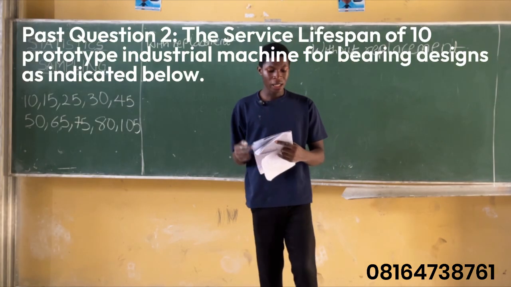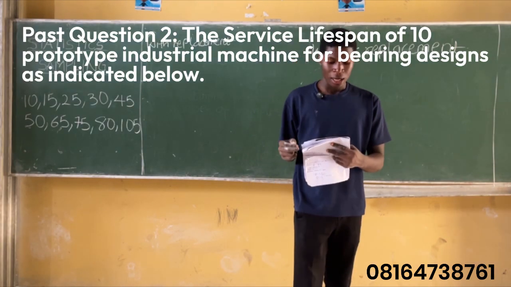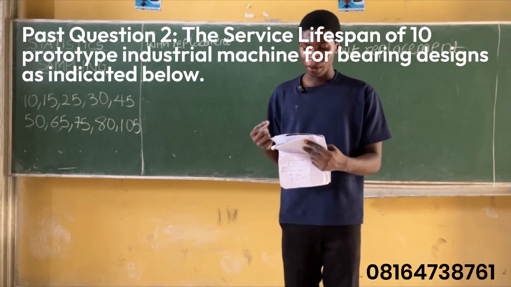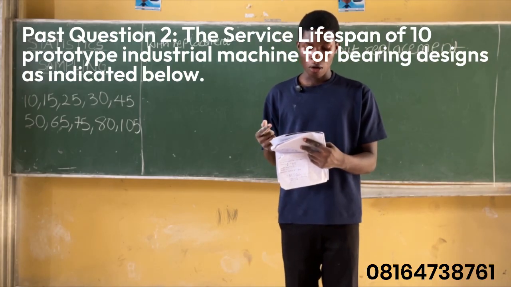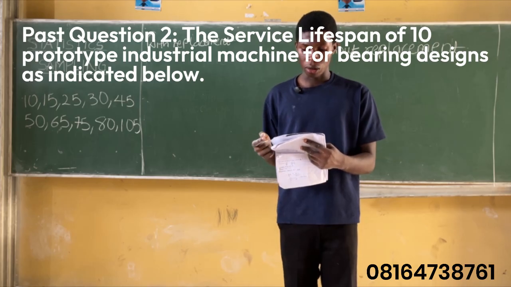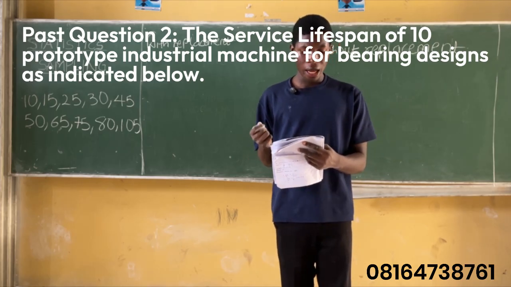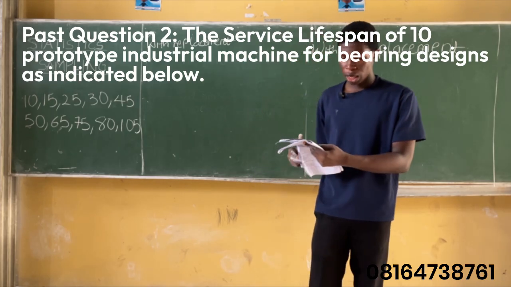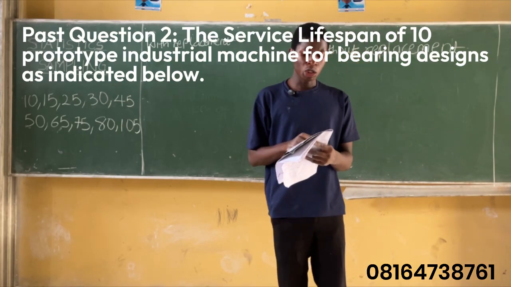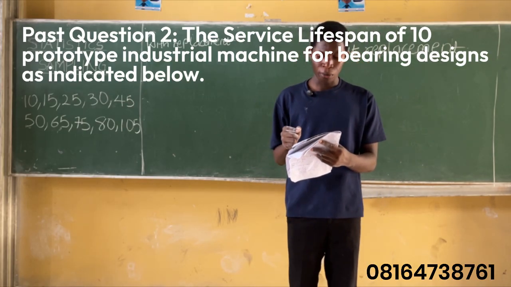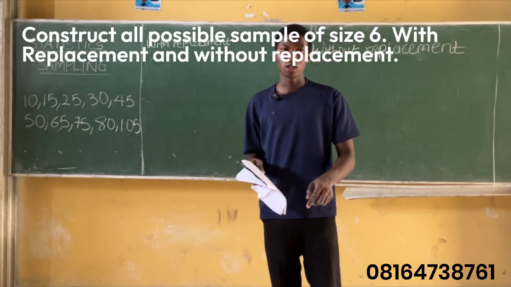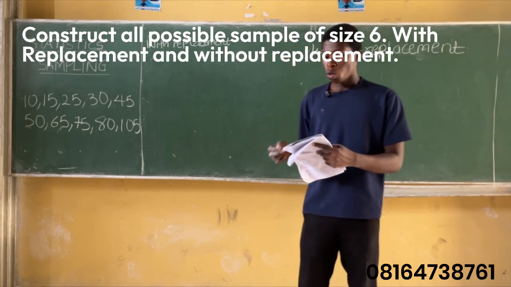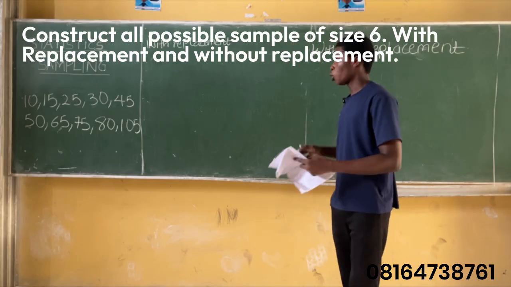Okay, now we are presented with a past question which states that the service lifetime of 10 prototype industrial machine bearing designs for heavy-duty engineering application are recorded as follows. 10, 15, the numbers are indicated on the board. They say we should construct all possible samples of size 2, which means that the sample should consist of only 2 numbers, with replacement and also without replacement.